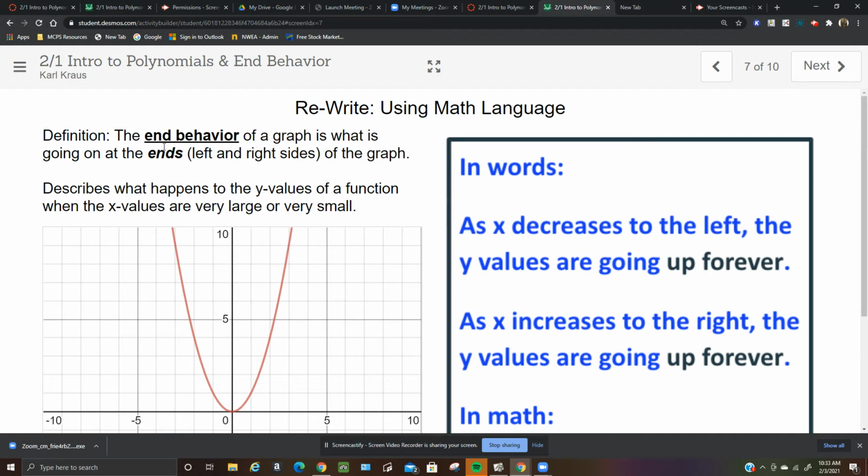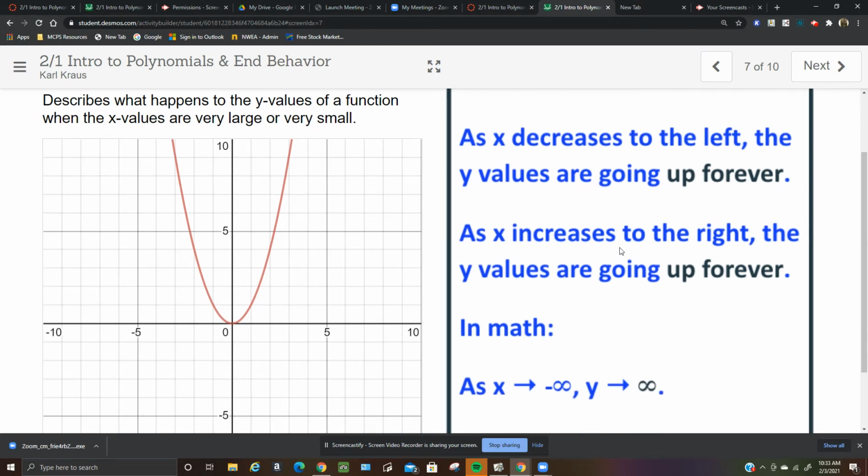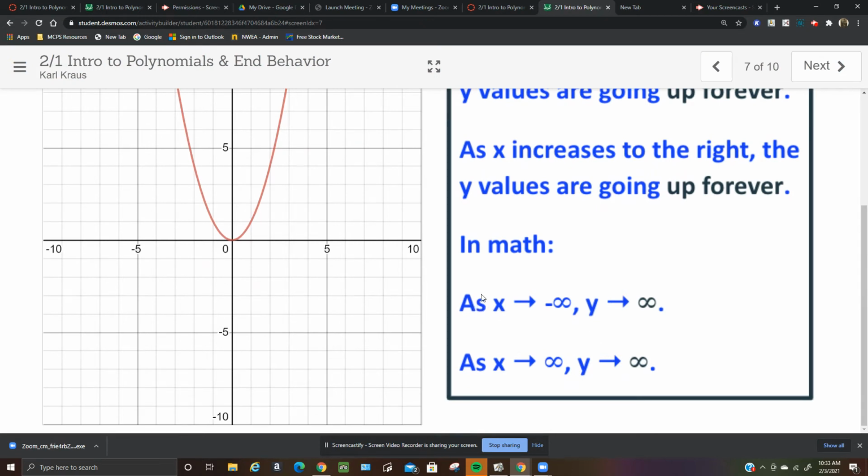So rewrite using math language. The end behavior of a graph is what is going on at the ends, the left and right sides of the graph. Describe what happens to the y values of the function when the x values are very large or very small. In words, as x decreases to the left, the y values are going up forever. As x increases to the right, the y values are going up forever. In math terms, this is read as x approaches negative infinity, y approaches infinity. And then on the right, as x approaches infinity, y approaches infinity.